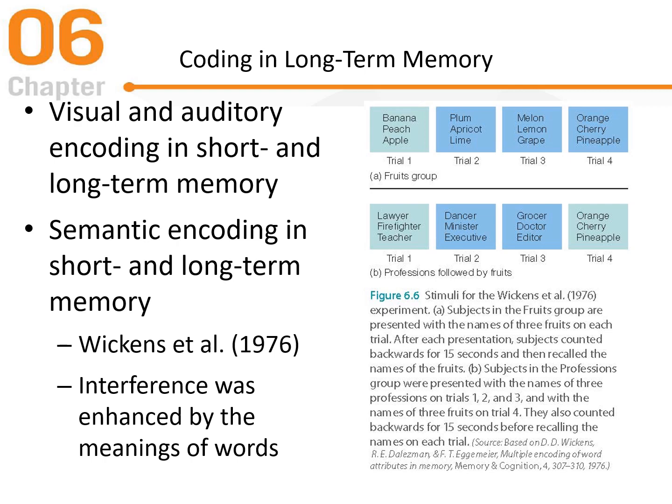But what they did find was that for the professions followed by fruits group, this decline in performance, or this proactive interference, was reduced when on trial 4 the words changed in terms of meaning. Okay, so that gives us some evidence that we have some semantic encoding in short-term memory, not just in long-term memory.